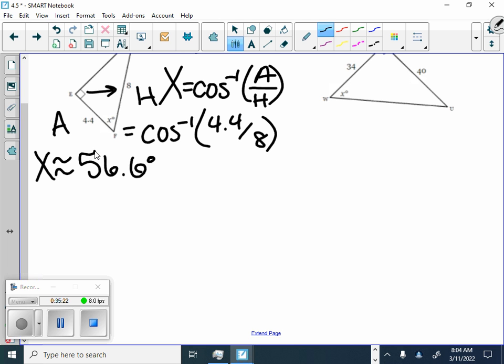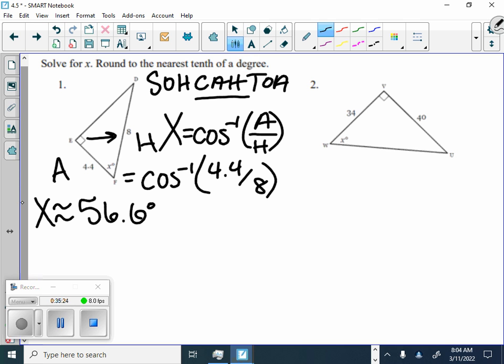Alright, number 2. How does 34 relate to x? Adjacent, it's next to, but it's not a hypotenuse. And 40, opposite. Okay, remember, opposite means across from, so it's not going to be next to it. Okay, opposite and adjacent, sine, cosine, or tangent. Tangent, good. So inverse tangent of my opposite over adjacent.